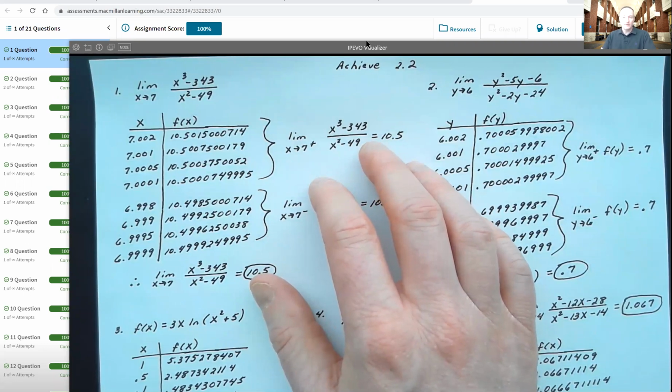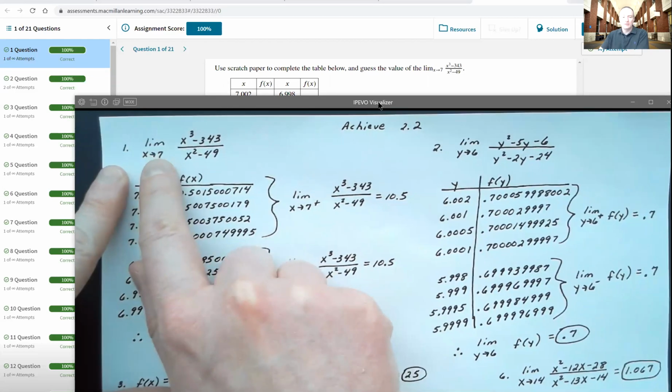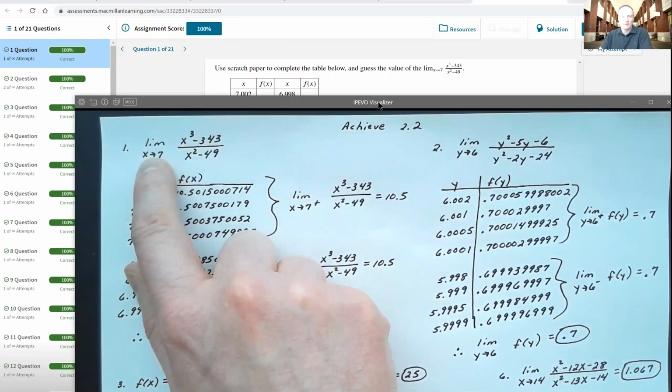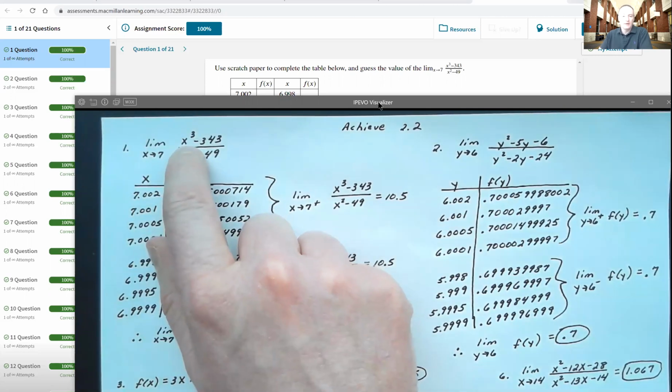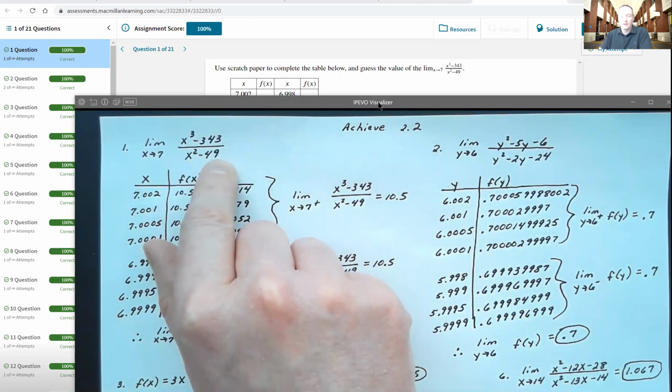Now in this first one, it's having me look at the limit as x approaches 7. And I would prefer you write the limit notation like this as opposed to how they had to write it in Achieve. Something about their type font didn't allow the x approaches 7 to go under the limit. That's unusual for it to be written like that. But we have the limit as x approaches 7 of x cubed minus 343 over x squared minus 49.